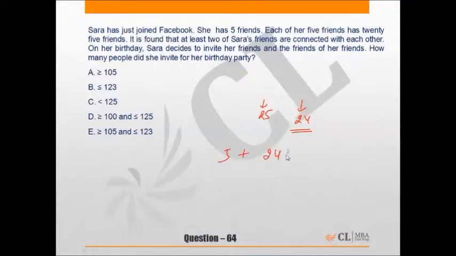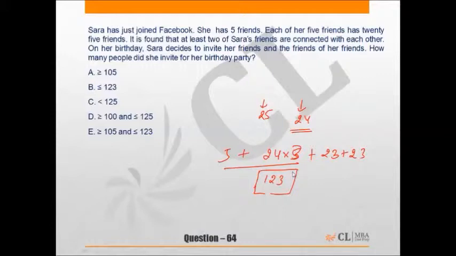5 plus 24 into 5 could have been the maximum possible number of friends. But here it is given that at least two of Sarah's friends are connected to each other. In that case, there will be common friends, and the total number of friends that can be maximum will be 24 into 3 plus 23 into 3, which is equal to 123. So the maximum number of friends that Sarah can invite on her birthday, including friends of her friends, cannot be more than 123.